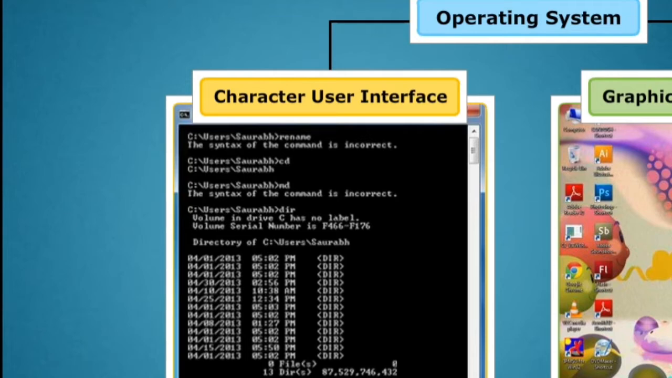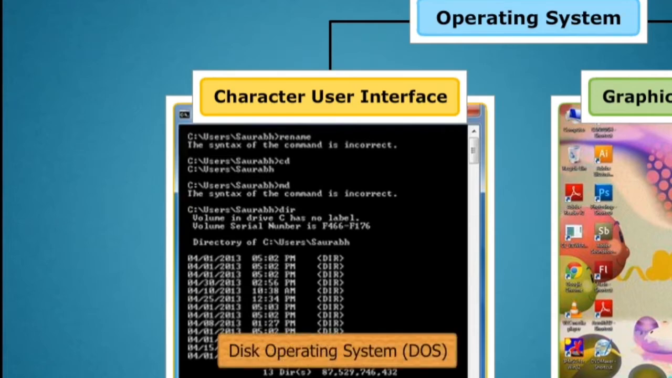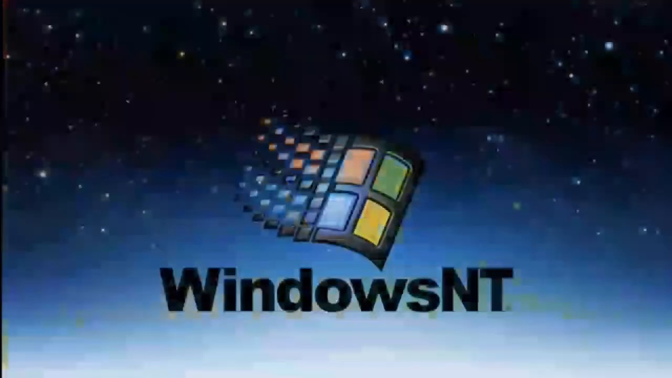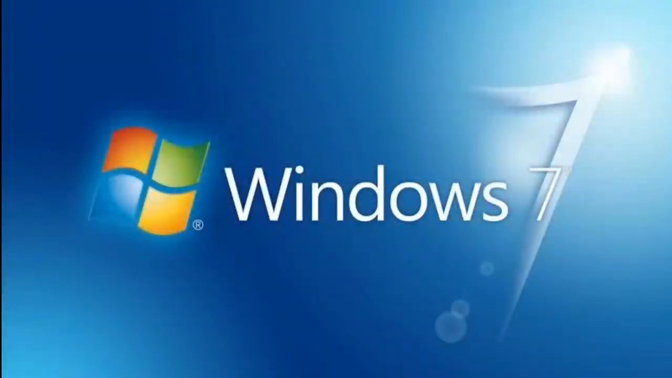We perform any task on CUI by giving commands in text, such as rename, CLS, CD, MD, and dir, or directory. Example of CUI is Disk Operating System or DOS. Now, look at the second image. This image has a background picture as well as many icons. Hence, we call it a graphical user interface. Examples of GUI are Windows XP, Windows NT, and Windows 7.